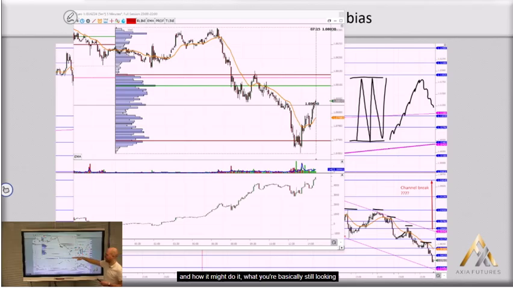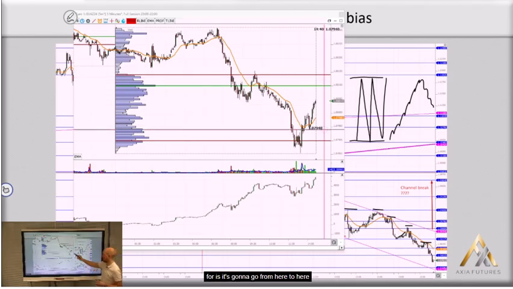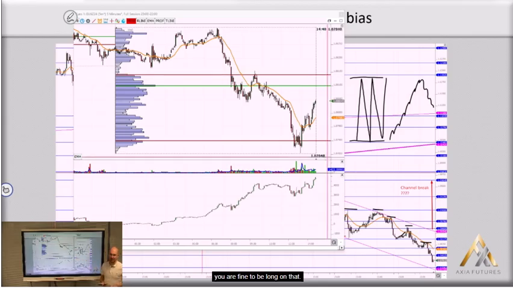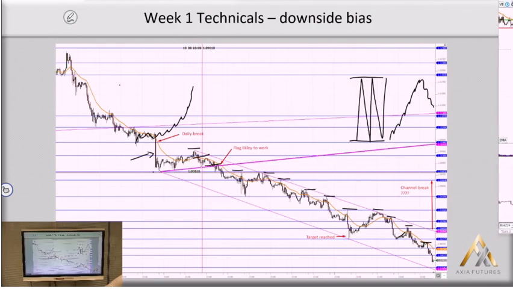But the thing you've got to look at, if you forget about what it might do and how it might do it, what you're basically still looking for is it's going to go from here to here. And as long as it doesn't go here, you're fine to be long on that. The idea is still good. It's just the way it's going to do it isn't as clear as some trades. It's an ugly one, basically.